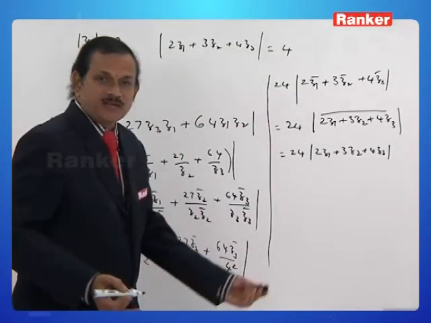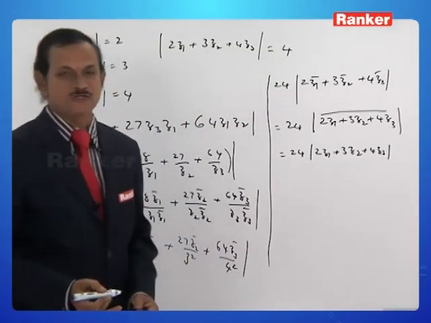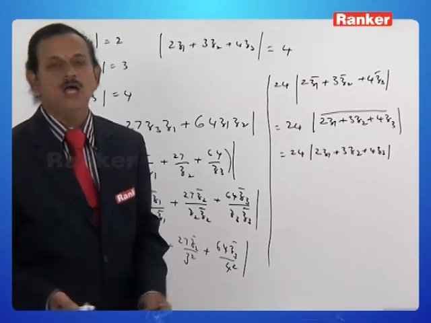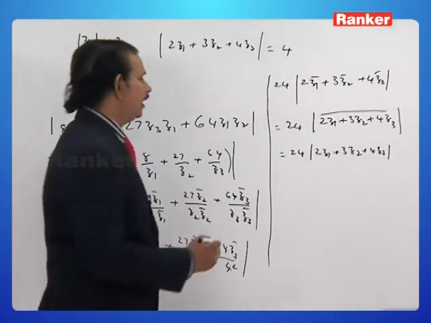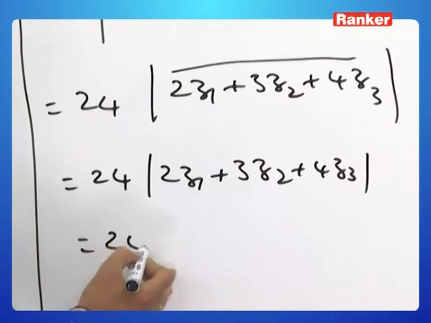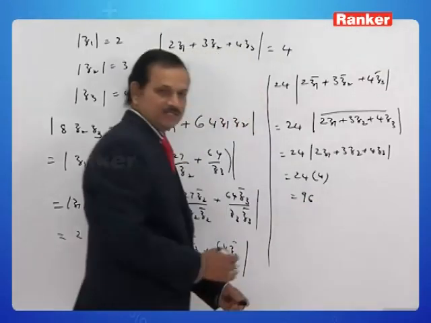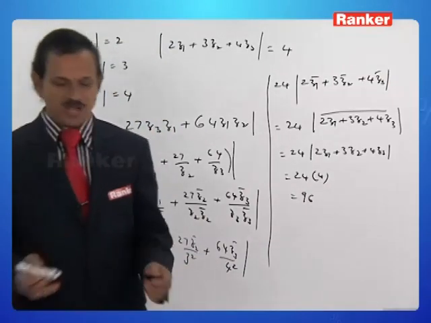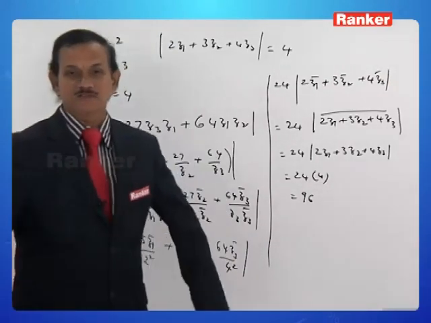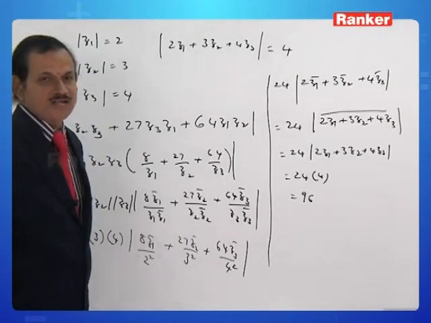Luckily, we are given that value. What is the value of mod 2Z1 plus 3Z2 plus 4Z3? It has been given as 4. Hence, the required answer is of course 96. Is it available? Yes, of course, it is in option D. The fourth option is the right option. That is, 96 is the right answer.